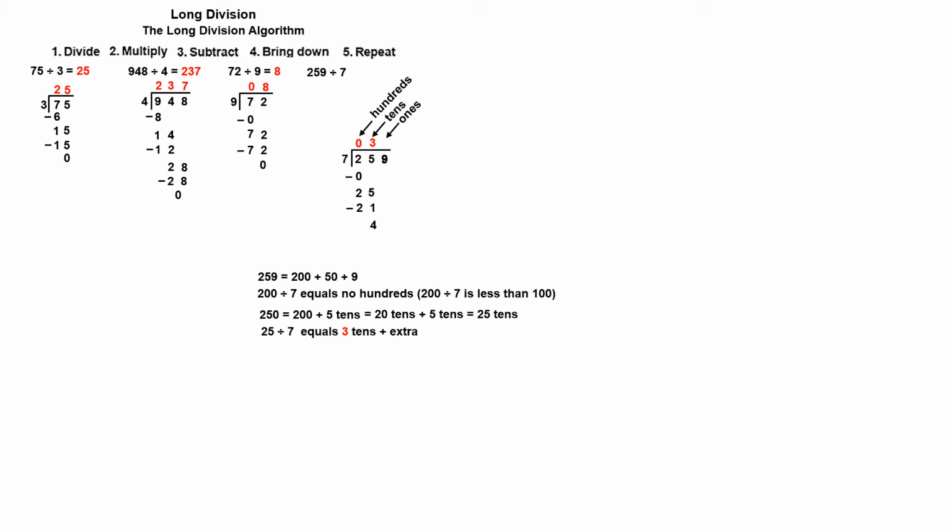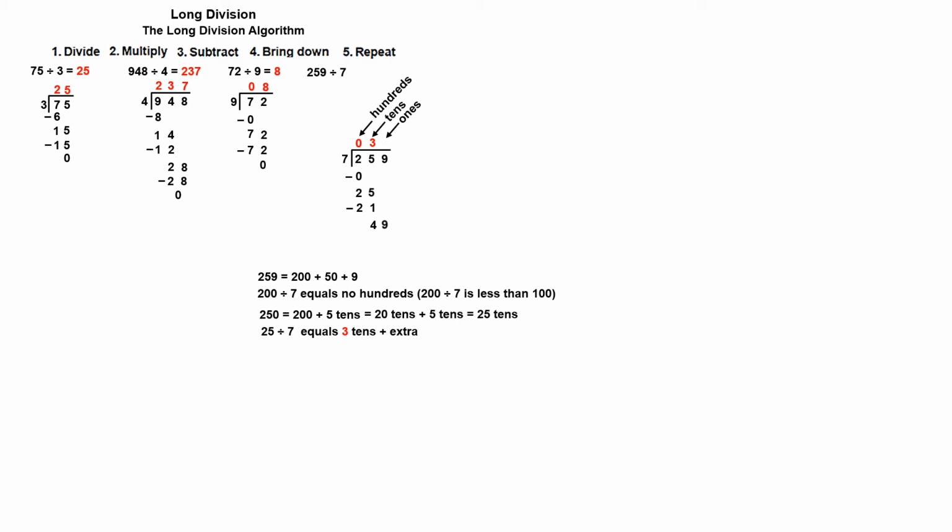Bring down the next digit of the dividend. Bring the 9 down next to the 4. We repeat the division process over using the 49 as the dividend. We start again at step 1.